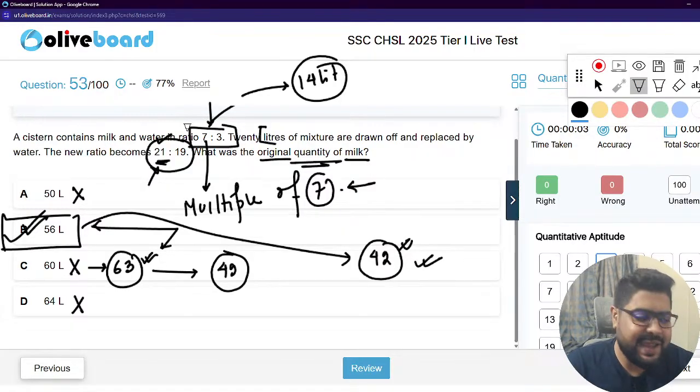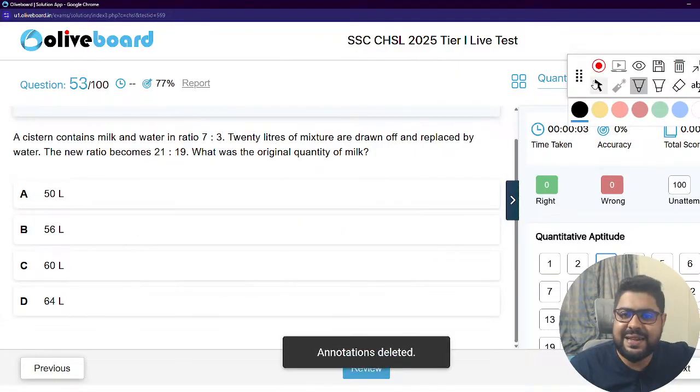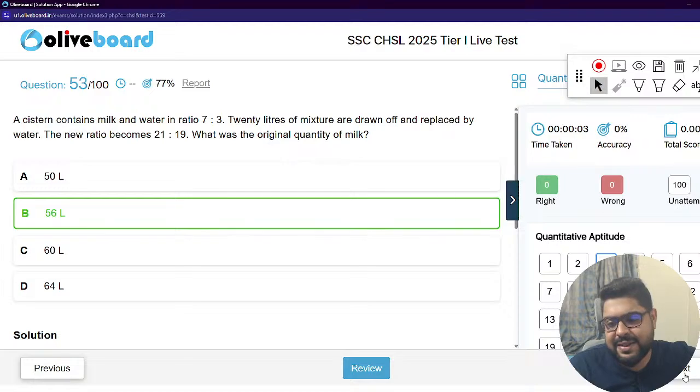Clear, everyone? Absolutely clear. This is 100% clear. Not a difficult question, but again you need to be able to think in this fashion. Then only will the question be solved, sir. Then only you will get to the answer.